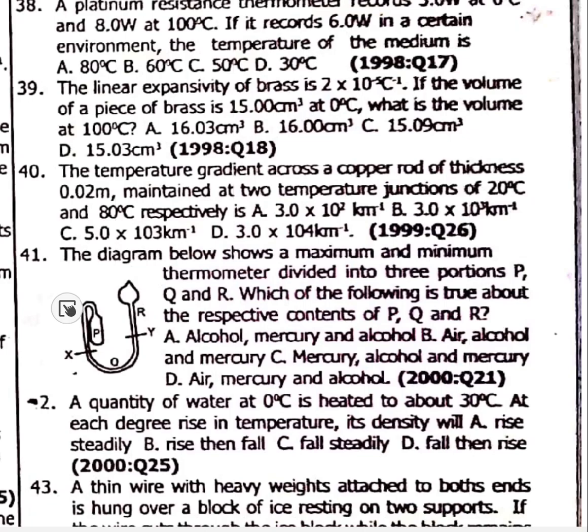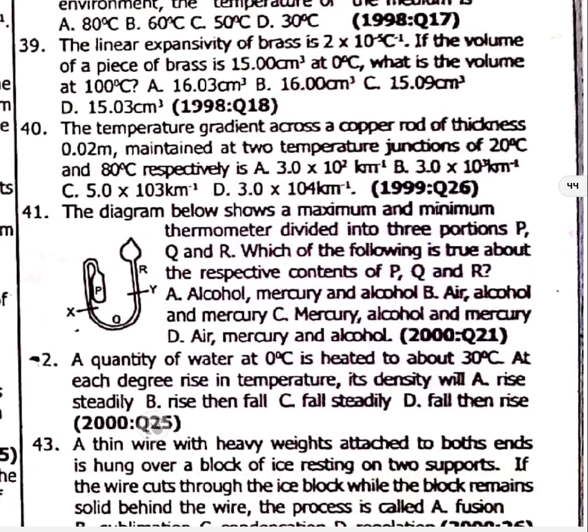41 is theoretical. Option C: alcohol, mercury, and alcohol. This P part na alcohol there. This Q part na mercury. Then this R part na alcohol again. That's 41. 42.